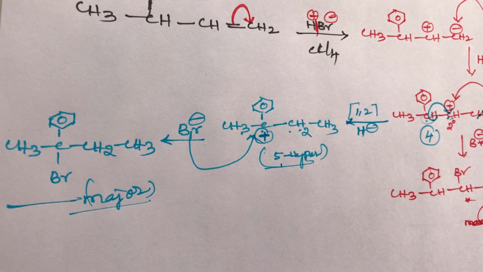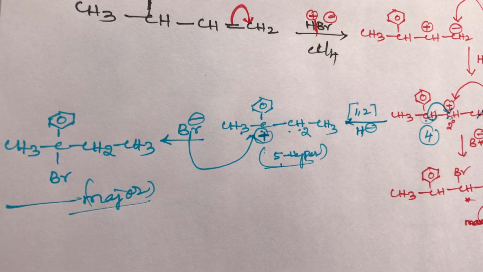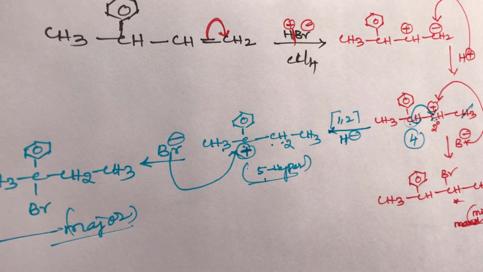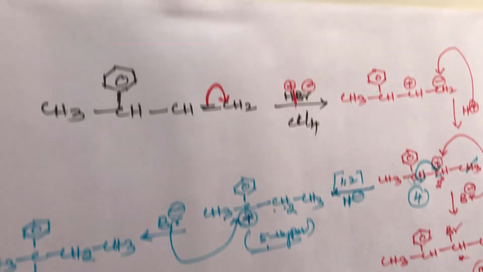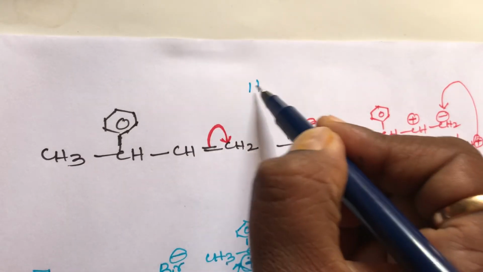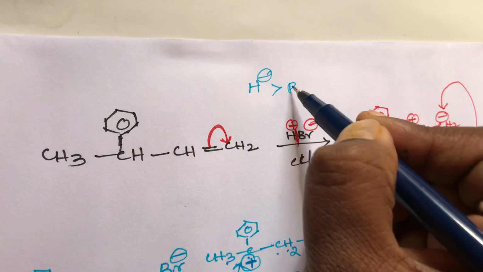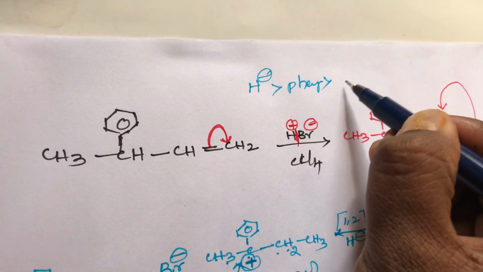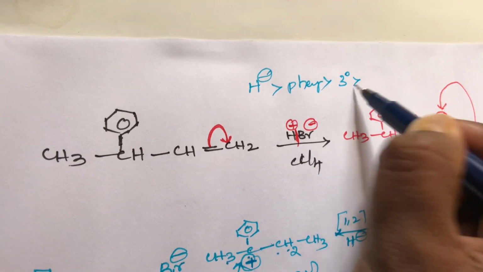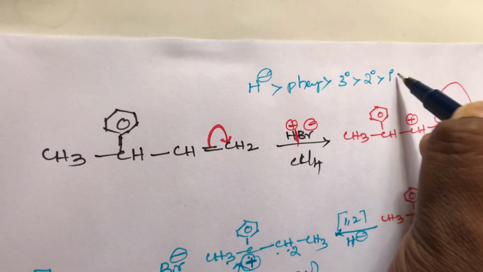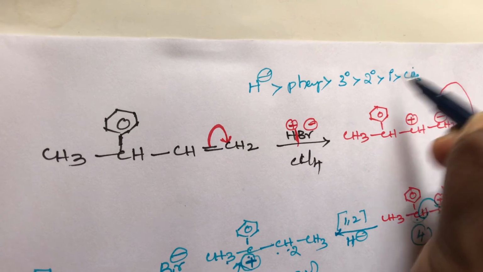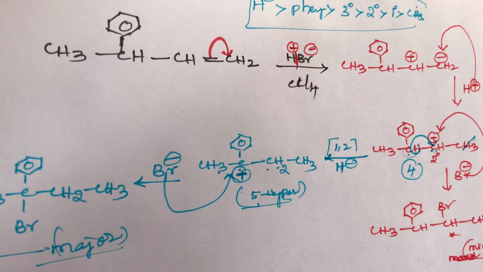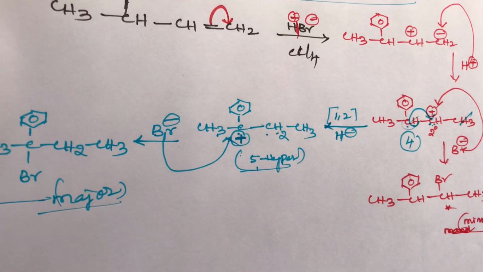These are the shiftings of hydride, methyl, phenyl. First priority goes to hydride, H minus. Then if a phenyl group is there, the phenyl group is second priority. Then alkyl groups: tertiary alkyl, secondary alkyl, primary alkyl, and methyl. This is the shifting order, students. You remember these important electrophilic addition reactions, students.